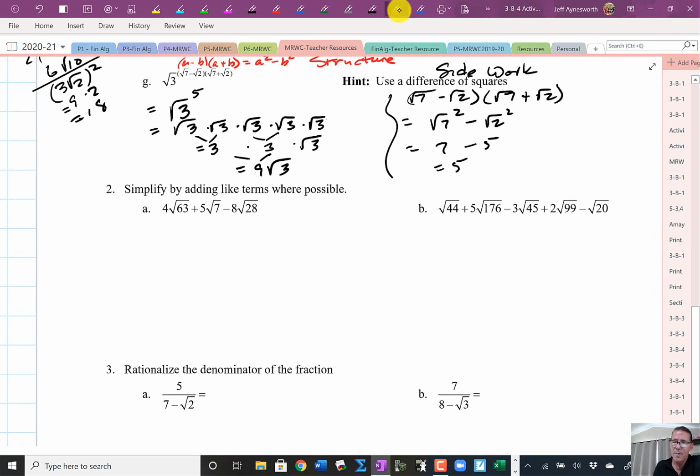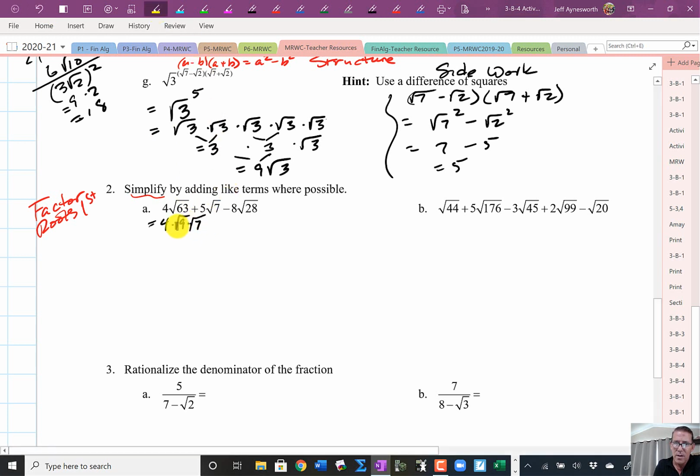All right, here we go. Now, there's different ways of doing this, but you want to factor the roots first to simplify. So factors of root 63. So this is equal to 4 times root 9 times root 7.